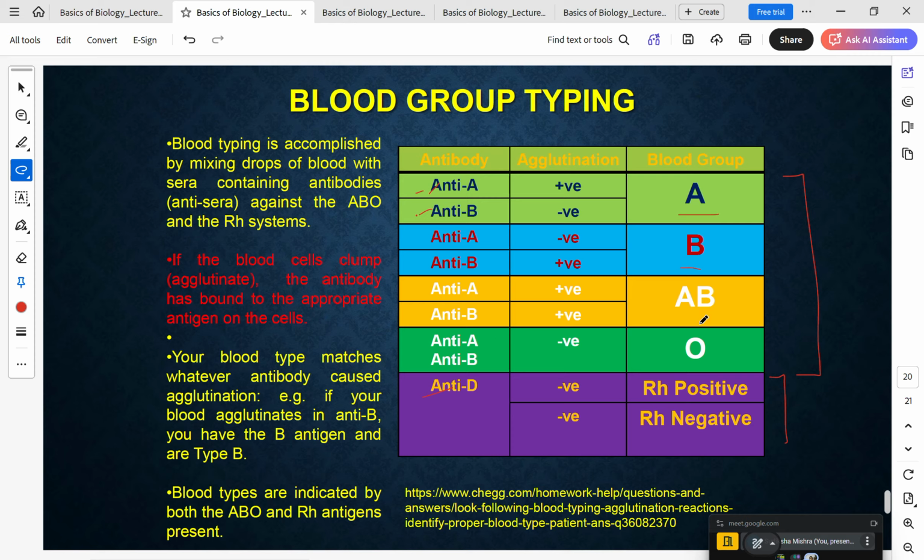If it's positive for both, it's AB. If it's negative for both, then it's O. So O does not have any of these antigens, A or B.